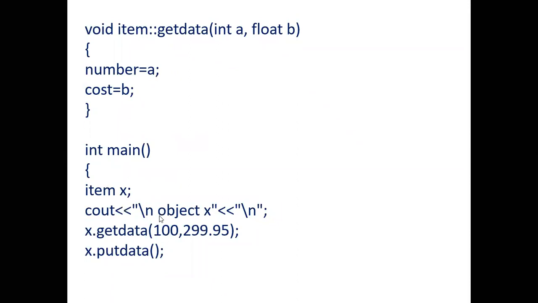Then from the main function, we first declare an object, item x, the same as integer a. Then we print the console output for object x, which means I will print the values of object x. Then x dot get data, we call the function to give the input. Get data passes 100 and 299.5, and then it will print 100 and 299.5.